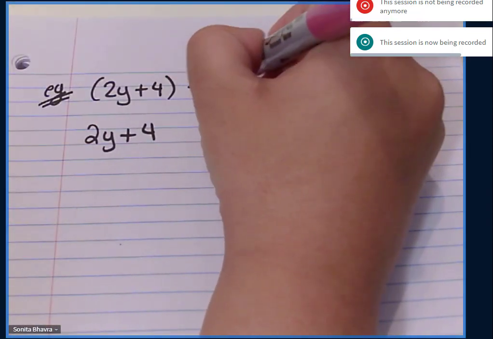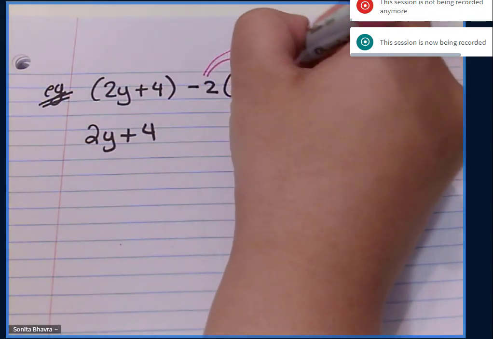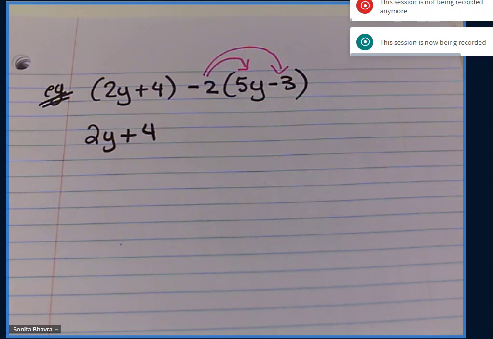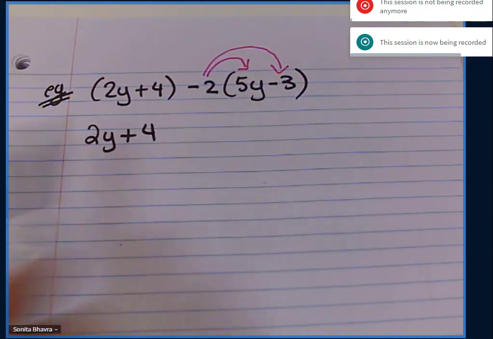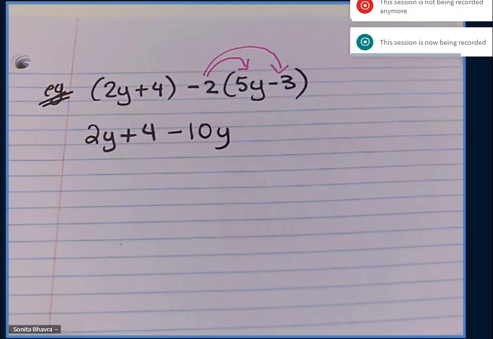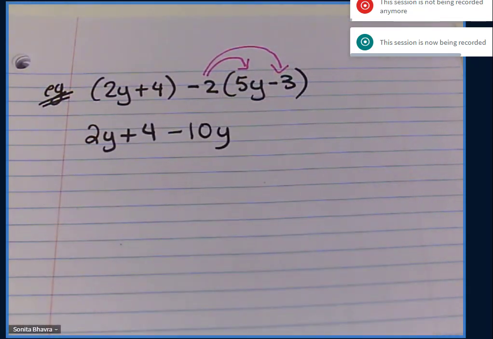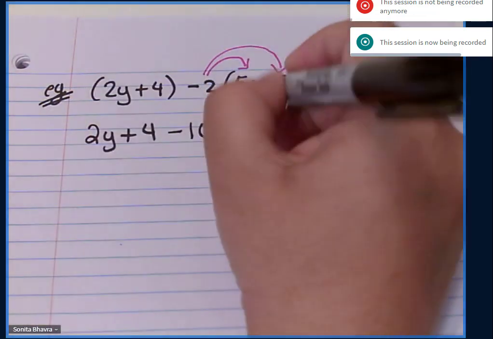So we do have to multiply that to everything inside. So it's going to be negative 2 times the 5y, and then the negative 2 times that negative 3. All right, so negative 2 times 5y, that gives me negative 10y. And then we have negative 2 times negative 3, which is positive 6.